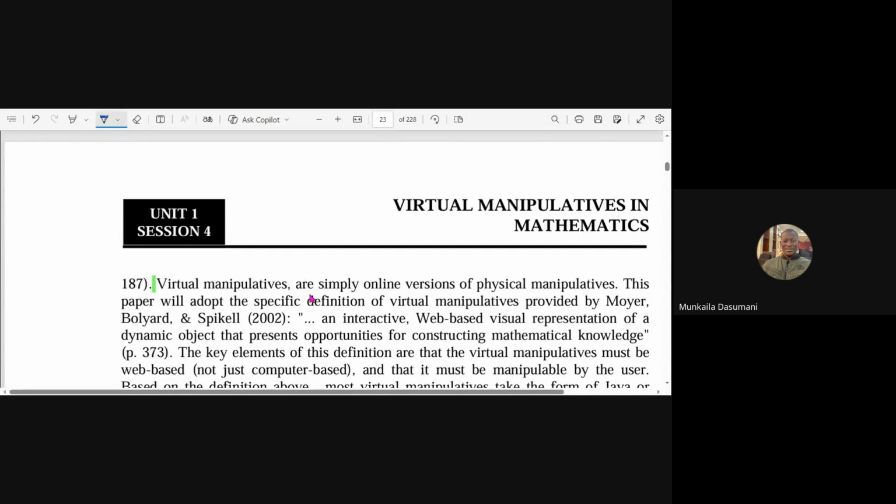Another definition: they are very simple online versions of physical manipulatives. I've already told you that if you cannot get the physical one, you can get it online, just that the students cannot feel it or hold it, but they can see it. The representation aspect is there, but the concrete aspect is the one missing.